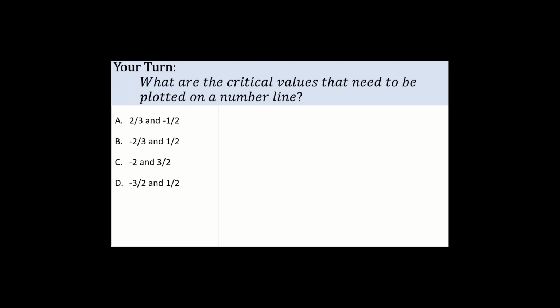All right, now that we have it factored into 2x plus 1, let me go ahead and write that down again. We'll set that factor equal to 0. And the second one was 3x minus 2. We'll set that equal to 0 as well. And then solve for x. What are the critical values that need to be plotted on the number line? All right, so pause, take a minute, solve each equation, and then make your selection.